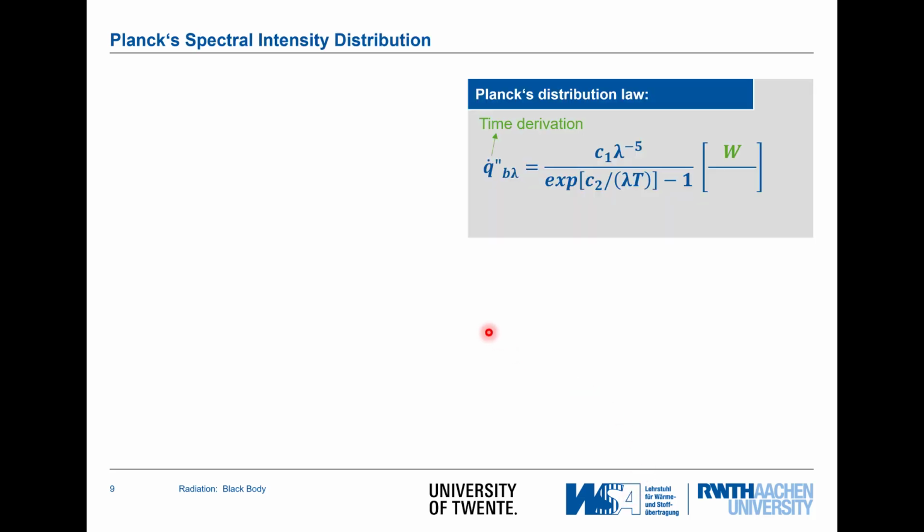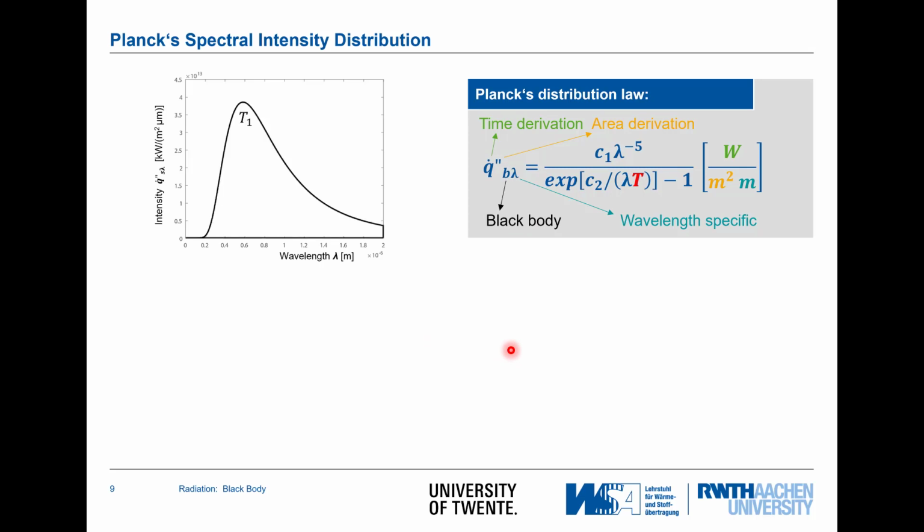Now, Planck's distribution law. The dot means that's a time derivative. The two primes are for an area derivation. Then the index B stands for black body. The index lambda signals that this is wavelength specific. And we see in the formula the wavelength and then a parameter T. So T is just a parameter in this one, and I'll show you how this comes out.